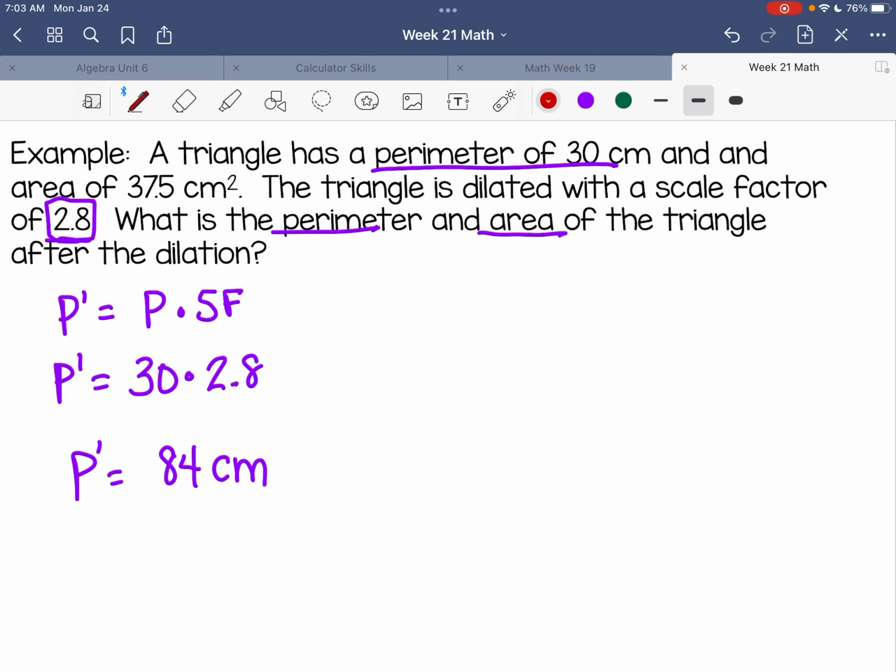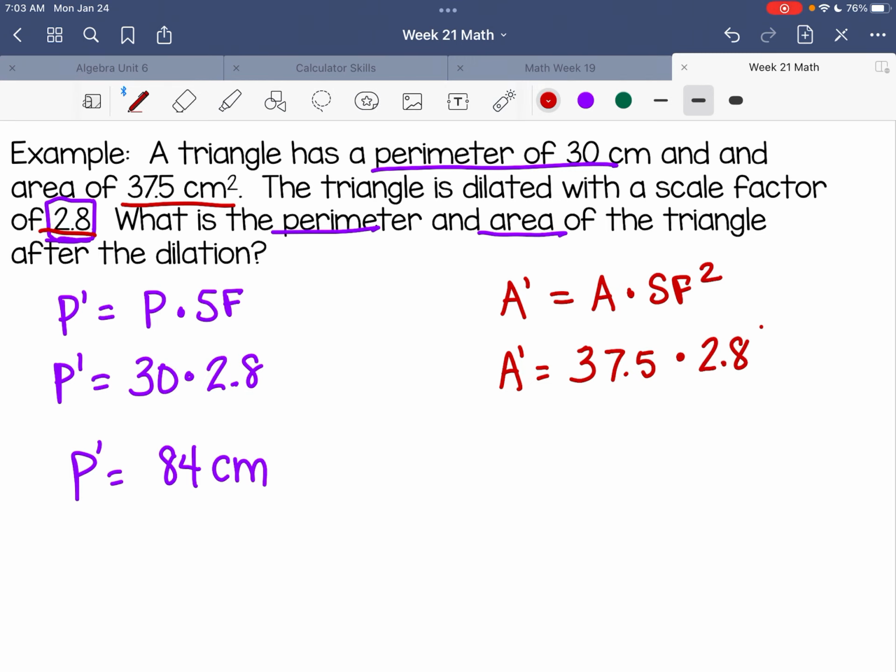Area is going to be a little different. The area of the new figure, remember, is going to be equal to the area of the original times the scale factor squared. So the area of the new figure will be 37.5, that's the old area, times the scale factor, 2.8, squared.